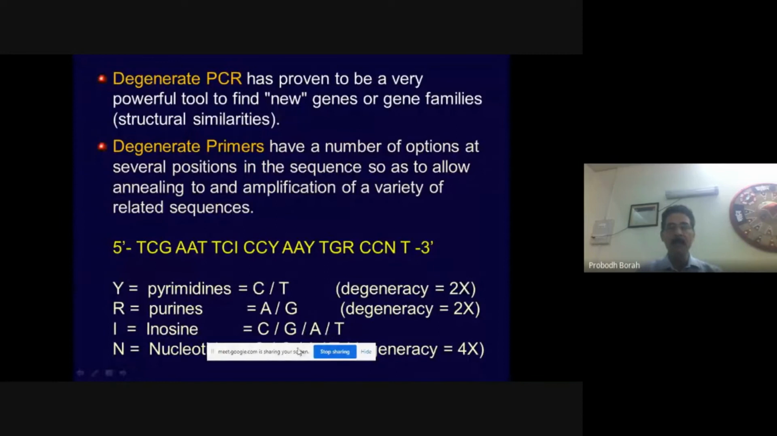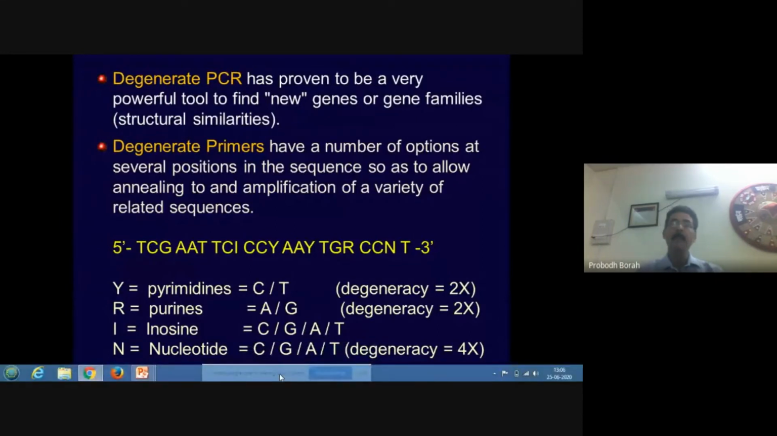Such kind of necessity may be there depending upon the degeneration of the product. And therefore, we may have to design primers having this kind of flexibility or option. So this is represented by certain single alphabet symbols in the primers which you have to know.